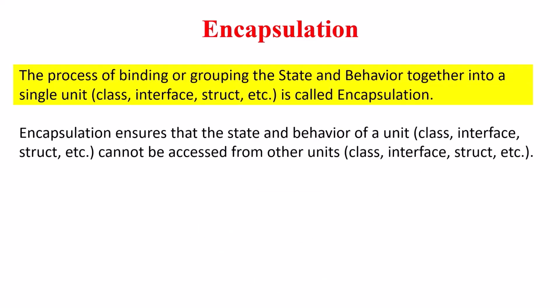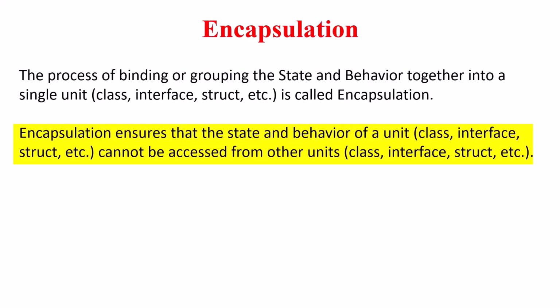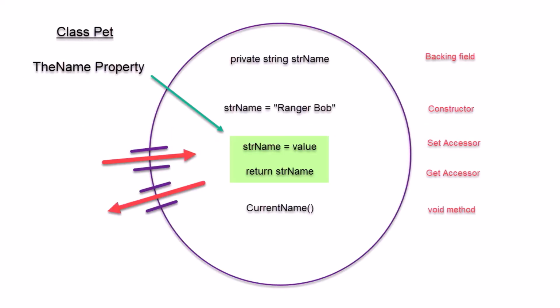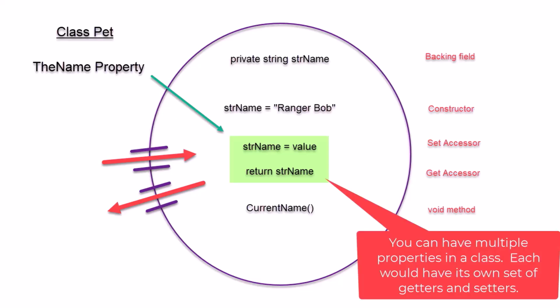The process of binding or grouping the state and behavior together in a single unit, class, interface, struct, etc., is called encapsulation. Encapsulation ensures the state and behavior of a unit, class, interface, struct, etc., cannot be accessed from other units. Class, interface, struct again. Here's that cave. We'll call this one class pet. There's a name property, as I mentioned before, in there, the str name value and return str name.